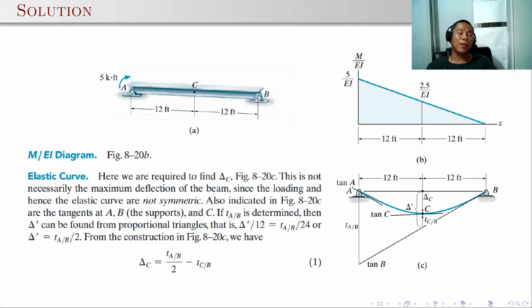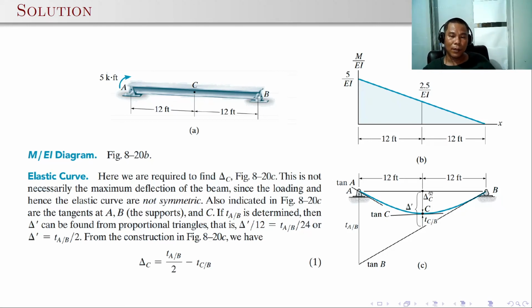So for the M over EI diagram, the concentrated load will form a triangular moment, then simply divided by EI. So the 5 over 24 times 24 will result to 5, then divided by EI. So the M over EI diagram is a triangle with height 5 over EI.